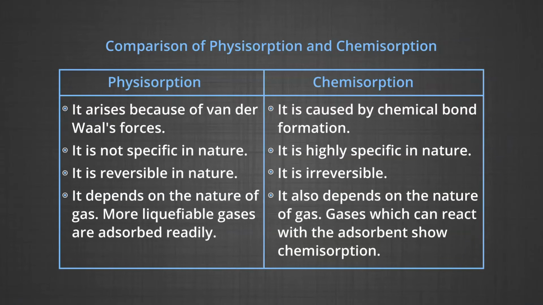Now, let us compare physisorption and chemisorption. Number 1. Physisorption arises because of van der Waals forces, whereas chemisorption is caused by chemical bond formation. Number 2. Physisorption is not specific in nature, while chemisorption is highly specific in nature. Number 3. Physisorption is reversible in nature, whereas chemisorption is irreversible in nature. Number 4. Physisorption depends upon the nature of gas. More liquefiable gases are adsorbed readily, whereas in chemisorption, though depending upon the nature of the gas, gases which can react with the adsorbent show chemisorption.